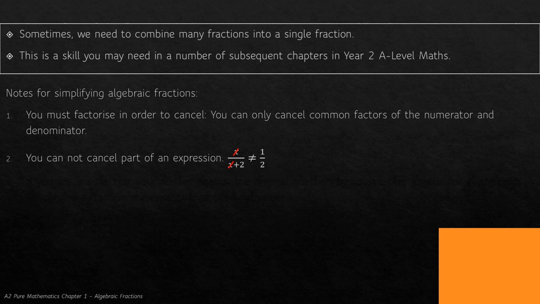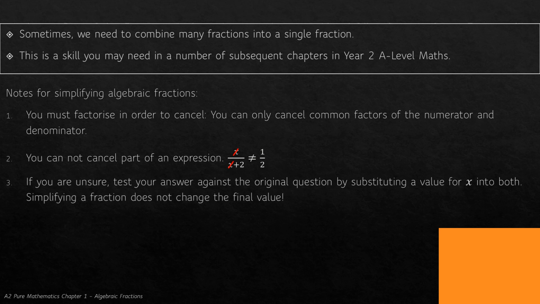If we substitute 3 into here, so if we let x equal 3, we'd have 3 over 5, and that doesn't simplify down to a half. So that is something that you can do. If you're not sure when you've done some simplification, you can always substitute a value for x into the numerator and denominator of the original question, and into the numerator and denominator of your simplified fraction, and see if you get the same answer. You should get the same. It doesn't change the final value. If we've got 2/4, that means a half. It doesn't change it by simplifying it down.